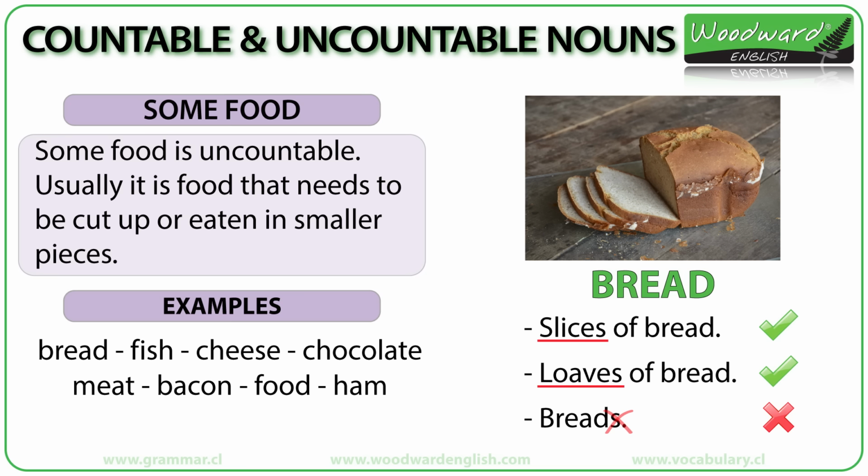As we have seen, some food is uncountable. Usually it is food that needs to be cut up or eaten in smaller pieces. Some examples of these types of uncountable nouns are bread, fish, cheese, chocolate, meat, bacon, food, and ham.